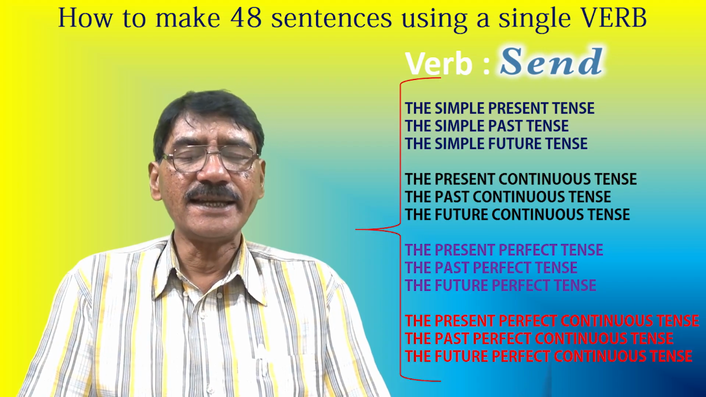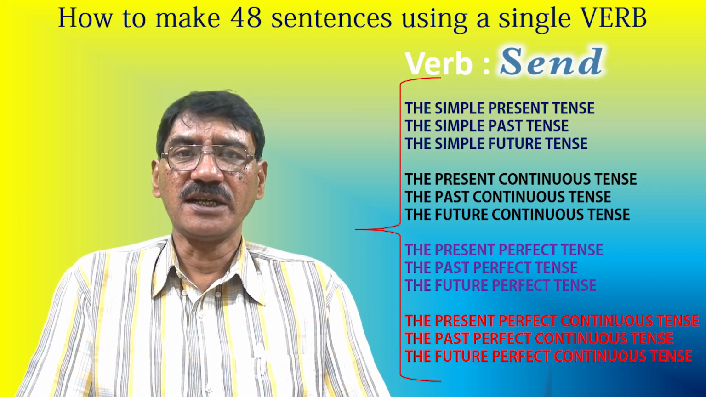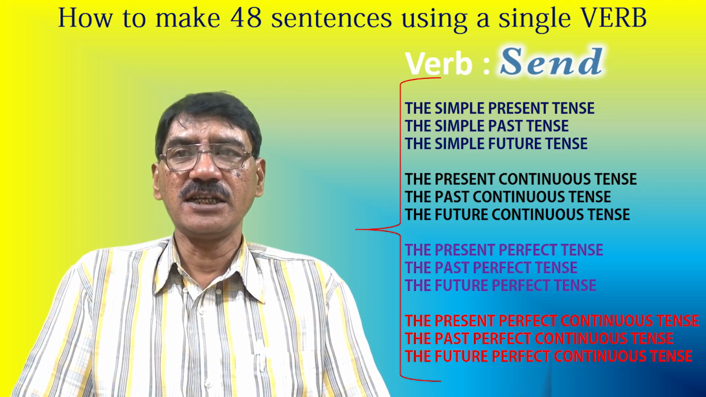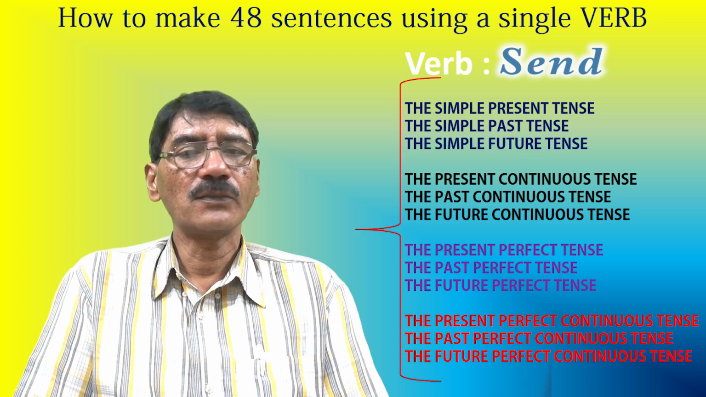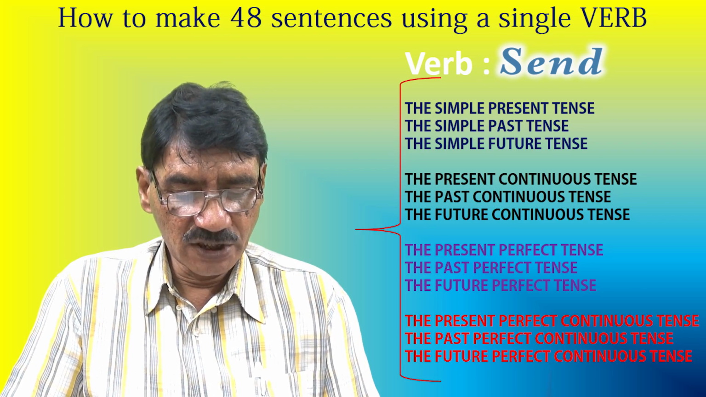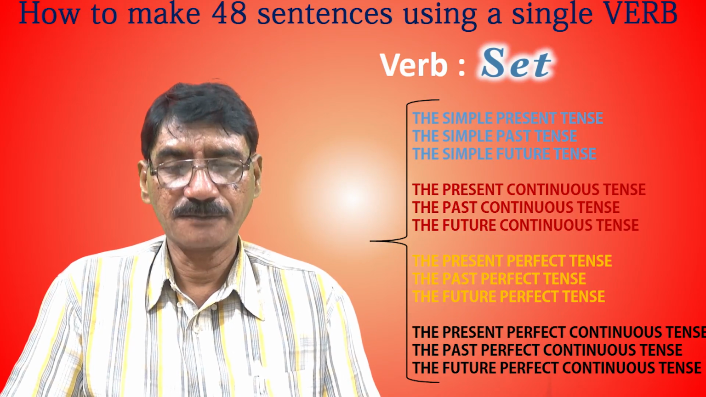She will have been sending cards. She won't have been sending cards. Will she have been sending cards? Won't she have been sending cards? Let's go to the next one. The next verb is set.